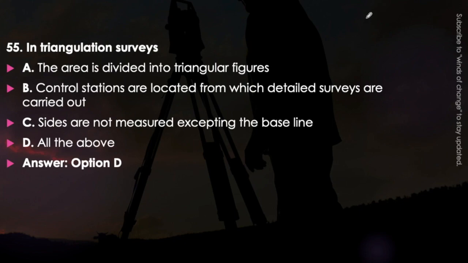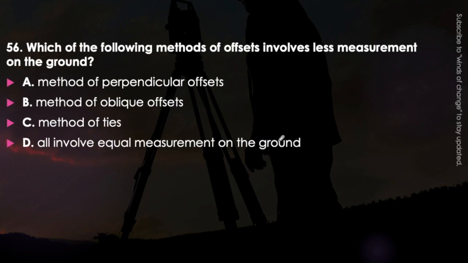Different triangles are being formed, okay, and they are being joined together. The control stations are located from which detailed surveys are carried out, okay, using plane table or some other method. Sites are not measured excepting the baseline. Okay. Next question. Which of the following methods of offsets involve less measurement on ground?